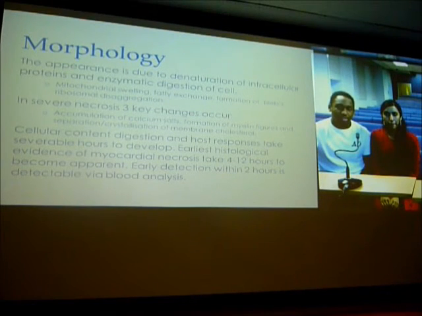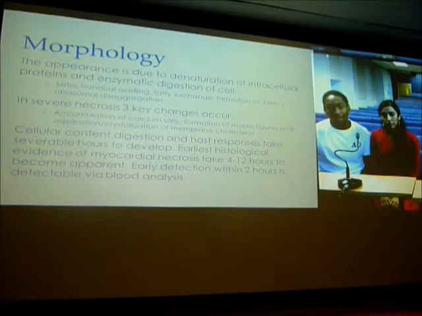Morphologically, necrosis is a result of intracellular protein denaturation and enzymatic digestion of injured cells. Three changes occur: the accumulation of calcium salts, formation of myelin figures, and the separation and crystallization of membrane cholesterol.